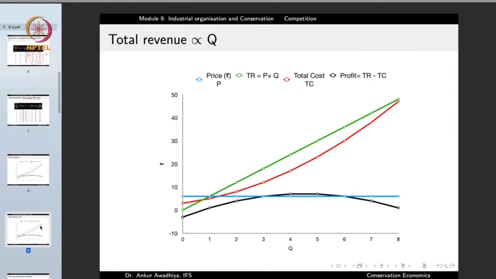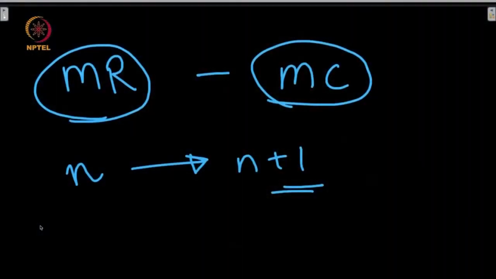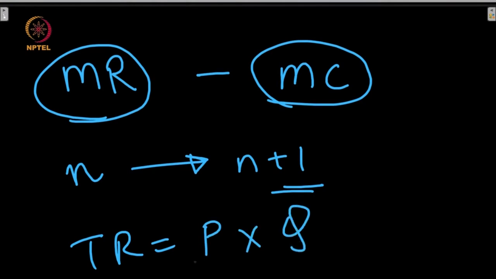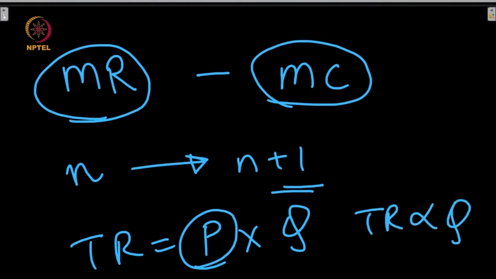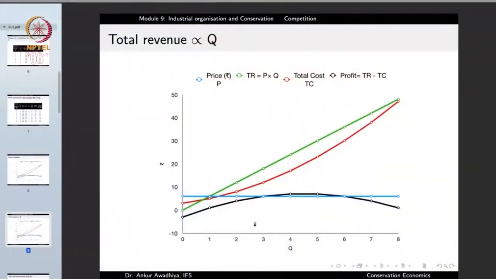The total revenue is proportional to the quantity that is sold, because total revenue is given as P into Q. Now, because P is constant, it's a straight line. So total revenue is proportional to the quantity of goods that are being sold. And which is what we are observing here in the case of this green line. The more is the quantity, the more is the total revenue. And it is a straight line because it is proportional to Q, and the proportionality is a fixed constant.